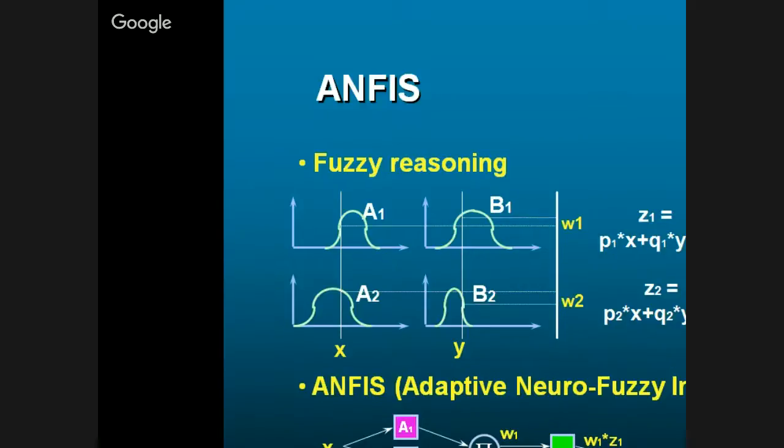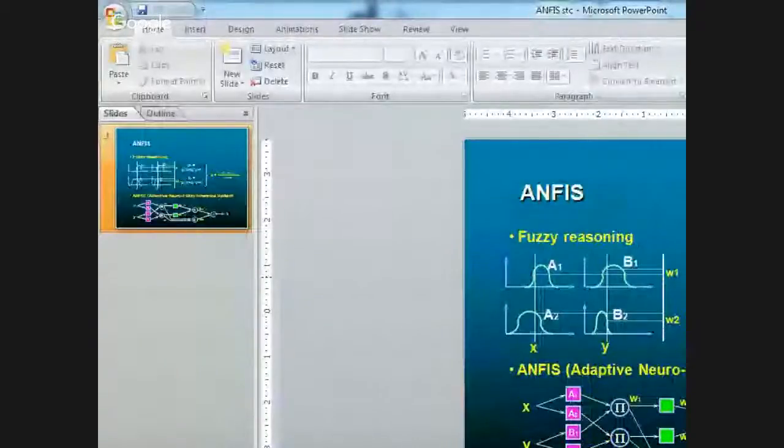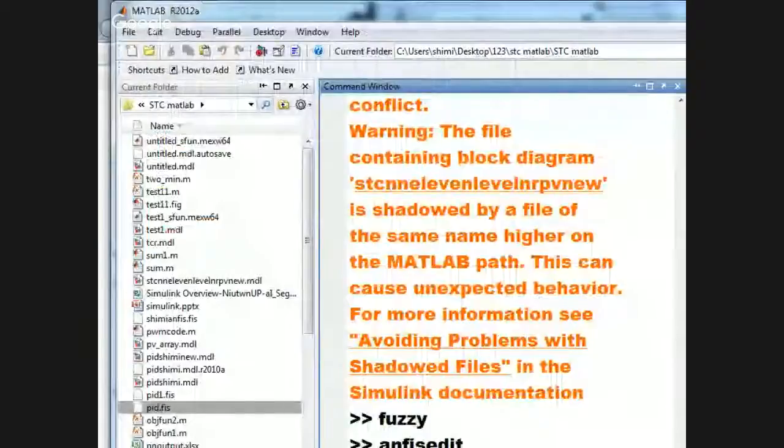So the structure is similar to a neural network. The input you give is fuzzified. This is one of the models. For ANFIS, adaptive neuro-fuzzy inference system, you have a number of models. If you want more detail about this, you can take this paper. This is the base paper of ANFIS.